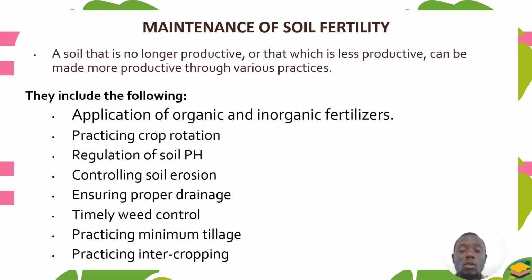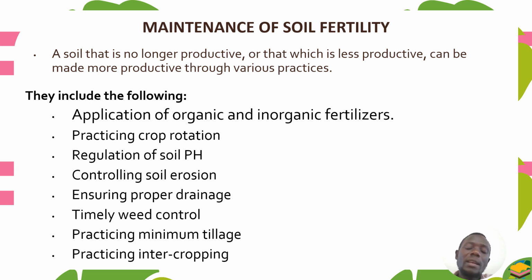Then talk of practicing crop rotation. So if you talk of crop rotation, some of the crops in the rotation, more especially if you include legumes, they may fix nitrogen in the soil, thereby increasing the fertility of the soil. Then talk of correction of soil pH, talk of controlling soil erosion. So if you control erosion, it means you are making that soil productive, because soil erosion removes the top layer which is fertile.